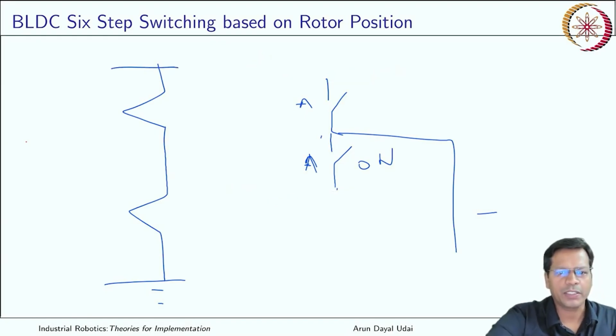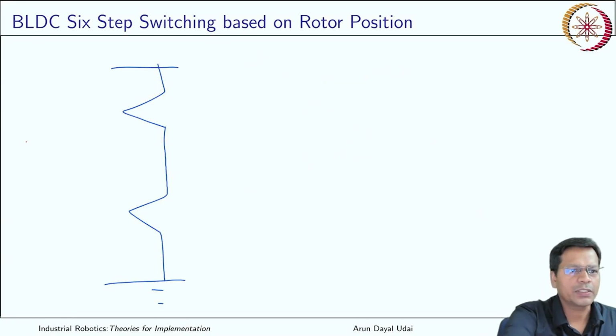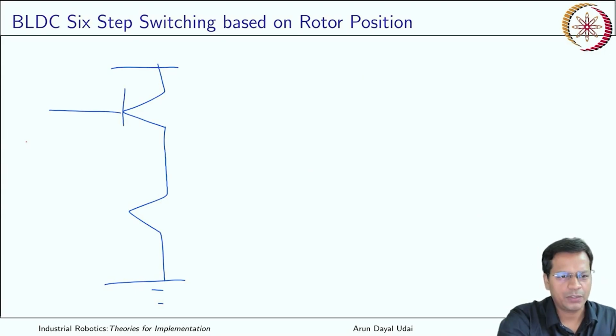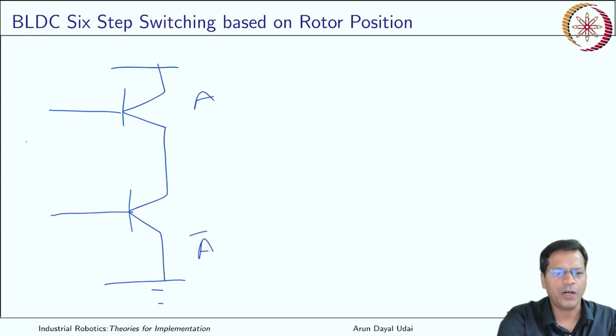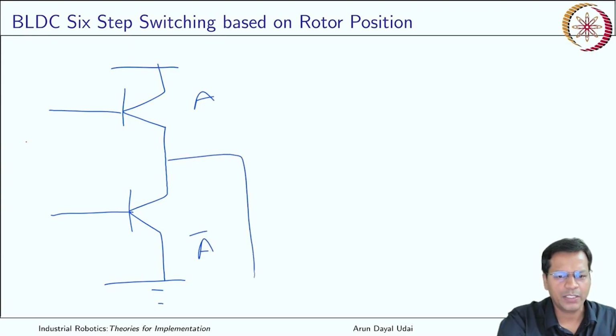Let me wipe off the rest of the things. Okay, so this time I have a control wire that can trigger, that can switch on this circuit, this transistor 1 and 2. So this is the A transistor, this is the A bar transistor. Okay, now your wire is connected from here.